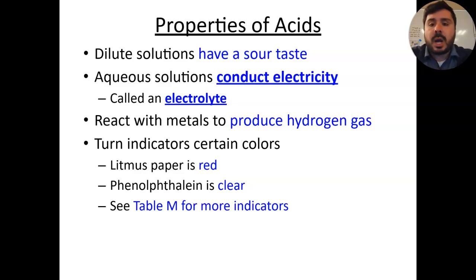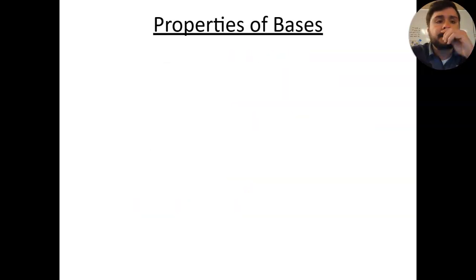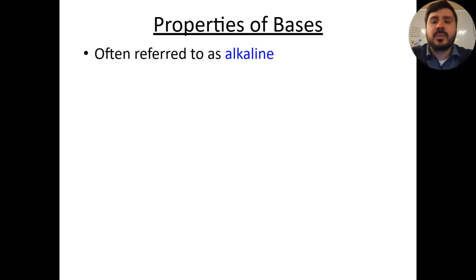Now, as we talk about indicators, it's also going to bring to the front this idea of table M, which is in your reference table as well. It's got a list of other indicators that we're going to talk about throughout this chapter. Okay. Now, coming at you is a list of all the different properties of bases you are going to start having to know here, right?